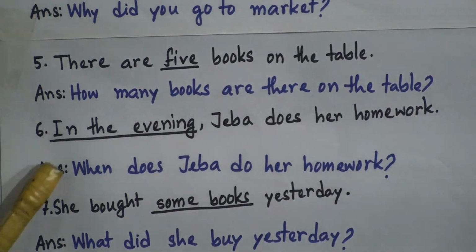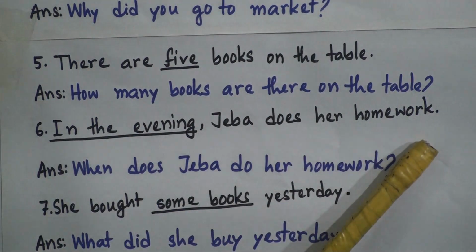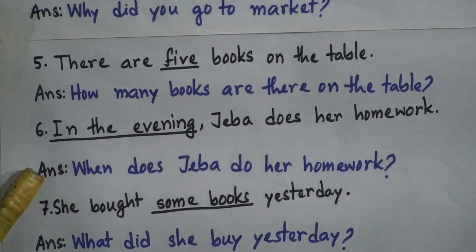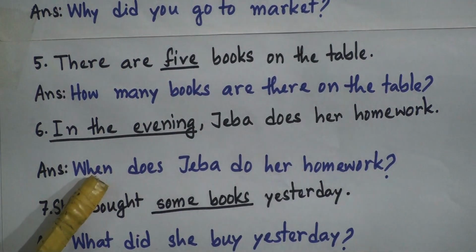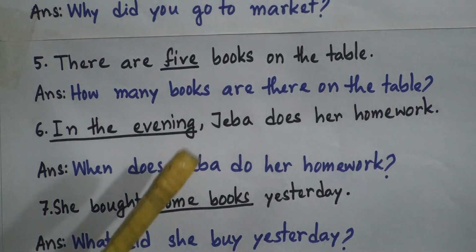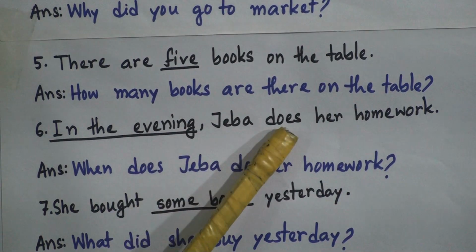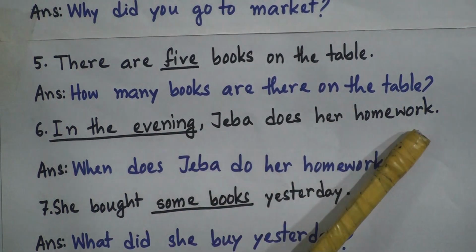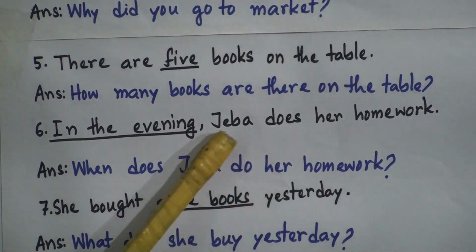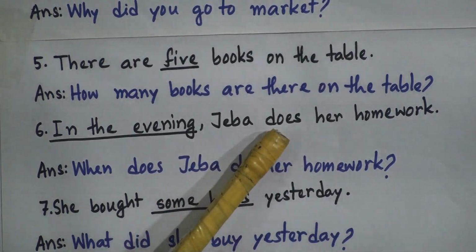Now number 6. In the evening, Jeba does her homework. That means we want to know about the time. So we will start our question with when. So when, and now look, in the evening Jeba does her homework. So this is present indefinite tense and Jeba is a third person singular number. That's why we use here does.